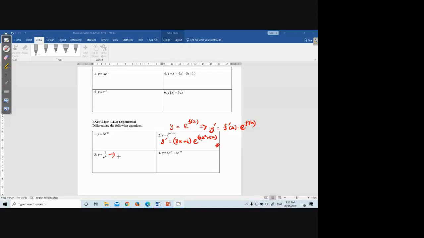It's quite tricky. So let's rewrite this as y equal to e to the power negative 4x. Then from here, we know how to differentiate this, right? So we have negative 4 e to the negative 4x. We don't want to spend much time here, so let's proceed.